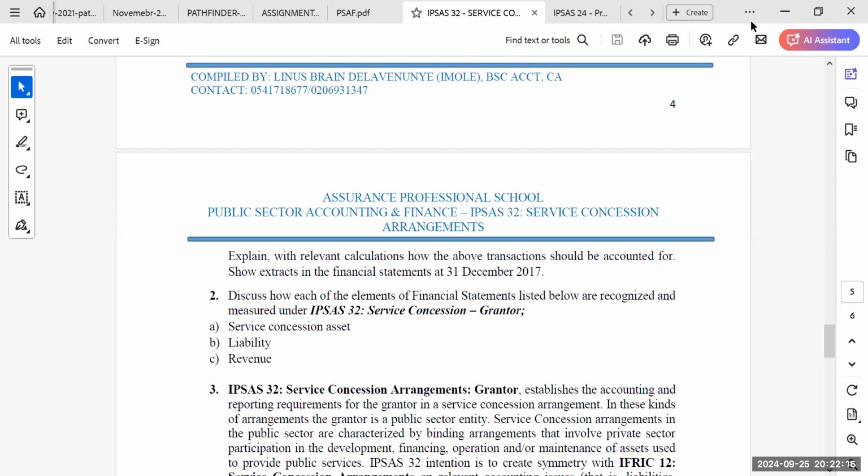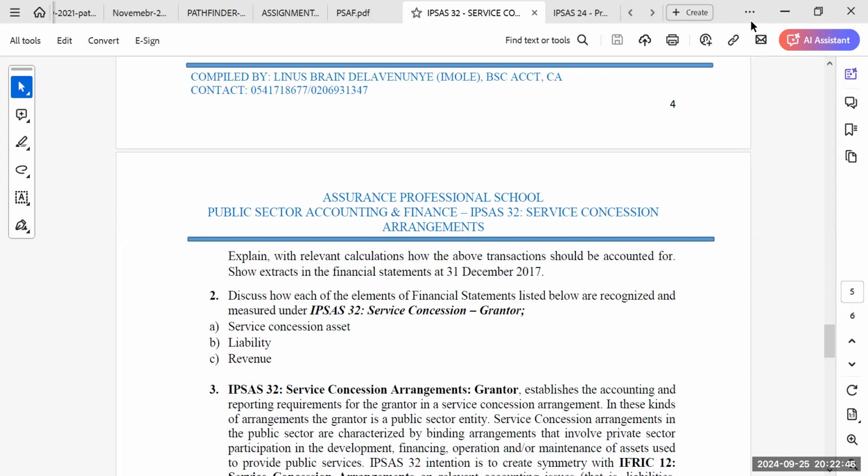Okay, so the IPSAS 32 states that a grantor shall only recognize a service concession asset when these two conditions exist, or when these two conditions are met. The first one is that a grantor controls or regulates the use of the assets, or the grantor controls the assets through ownership, beneficiary entitlement, or a significant residual value in the asset. That is it.